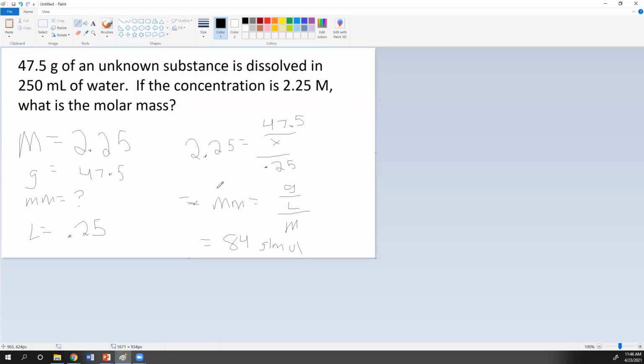Now you can check this to make sure it's right. If you plug in 84 for X, if you do 47.5 divided by 84 divided by 0.25, you get 2.26, so it's basically the same. Where this gets difficult is solving these out. Refer back to this. If you want to write the equations down for which thing you're solving for, that might be helpful also. Make sure you turn in your work with this homework. If you have any questions, let me know.